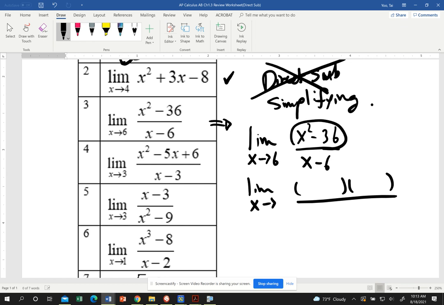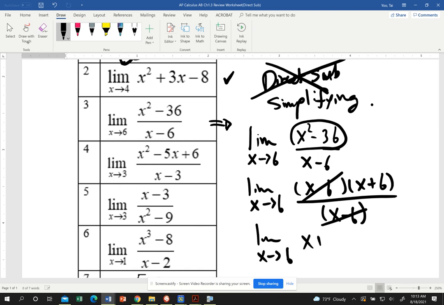This is factorable. What is x squared minus 36? It's x minus 6 and x plus 6, all over x minus 6. Isn't that it? And then we cancel out x minus 6 and x minus 6, so we have a limit as x goes to 6 of x plus 6.